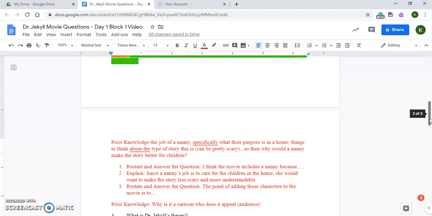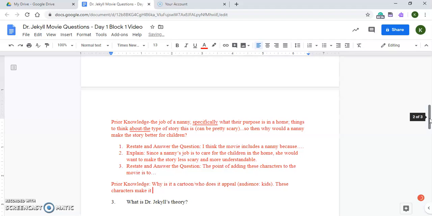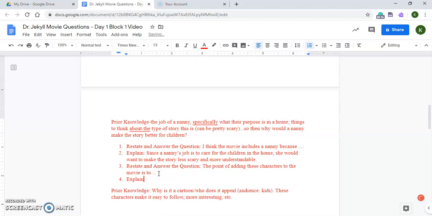characters. And I also would say, so if it's a cartoon and it appeals to kids, okay, so your audience is going to be kids, then I'm going to say, well, then these characters make it easy to understand, easy to follow, more interesting, etc. Okay, so if I restate the question up here, the point of adding these characters to the movie is to, then again, my next part is to explain.